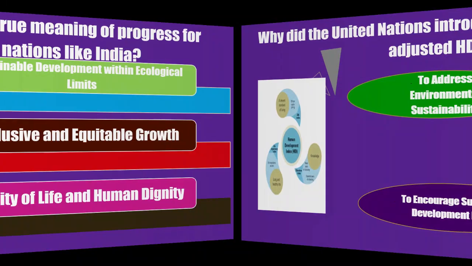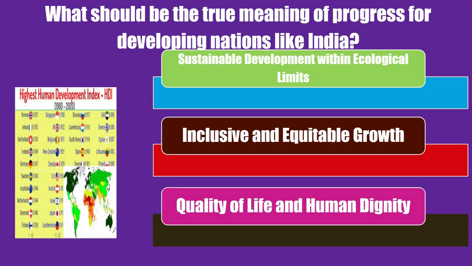So what is the true meaning of progress for a developing nation like India? First of all, it is sustainable development within ecological limits. India's National Solar Mission aims to increase renewable energy capacity, reduce fossil fuels, and promote cleaner and more sustainable energy. Also, inclusive and equitable growth is required, by reducing inequalities and providing access to basic services like healthcare, education, and employment.